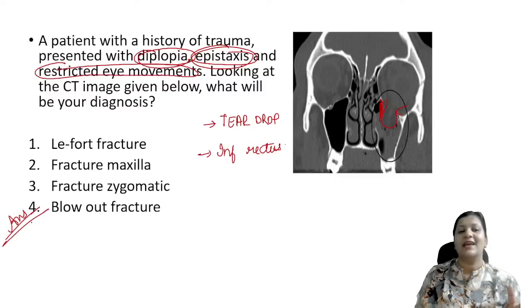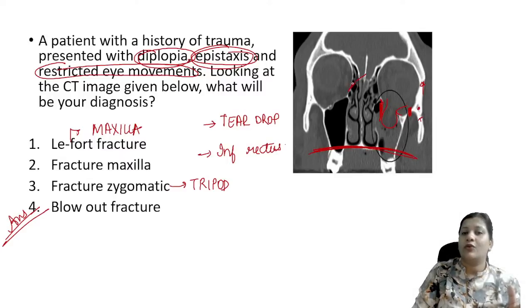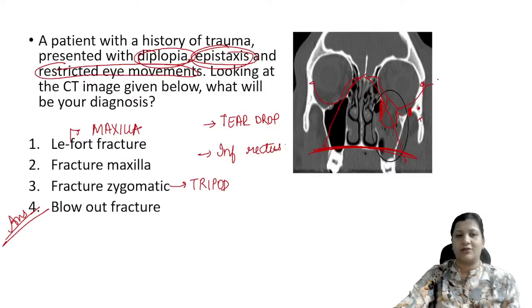The answer is blowout fracture. Le Fort fracture is nothing but fracture of the maxilla. Zygomatic fracture is also called a tripod fracture. So zygomatic fracture would be seen somewhere here. You would see 3 fractures, and Le Fort fracture would be either Le Fort 1 like this, floor of the nose and floor of the maxillary sinus, Le Fort 2 going like a pyramid, and Le Fort 3 which would be your craniofacial disjunction. So here we are very clear, this is a blowout fracture.